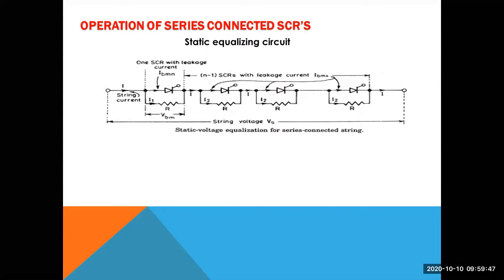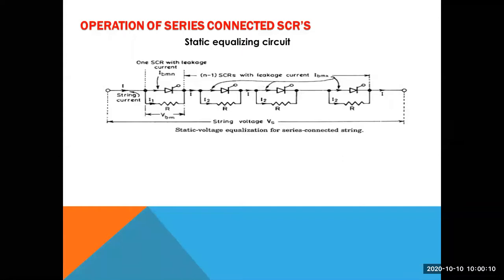Equal voltage distribution across each SCR, because if you see the diagram, all the SCR values are the same. So we are getting almost all equal voltage distribution across each SCR.